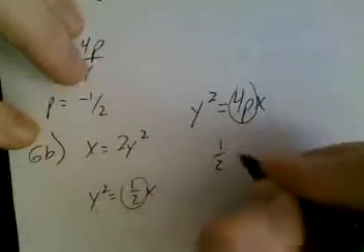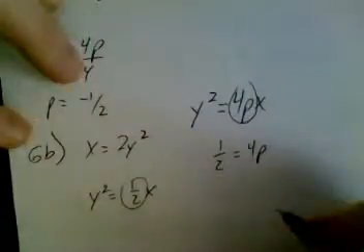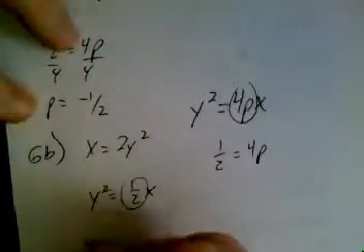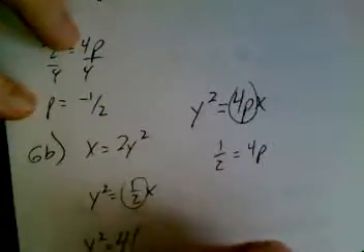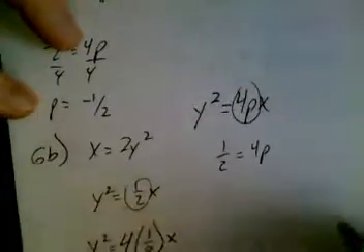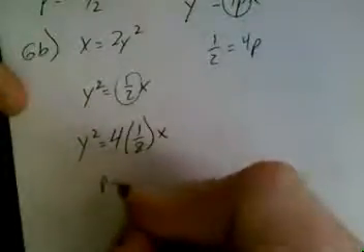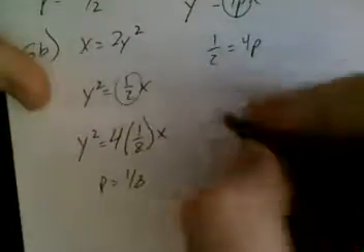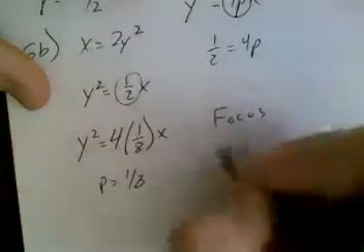Again, I can set 1/2 equal to 4p, and then I can go ahead and divide both sides by 4 and get 1/8. Therefore, y squared is equal to 4 times 1/8 x. Let me move this up. So my p-value is equal to 1/8. What does that tell me about my focus and my directrix?